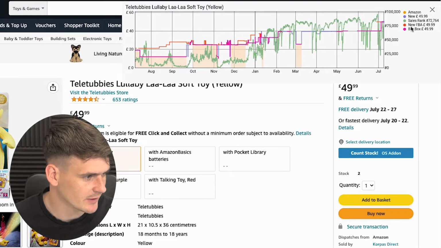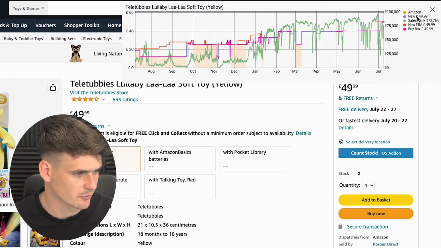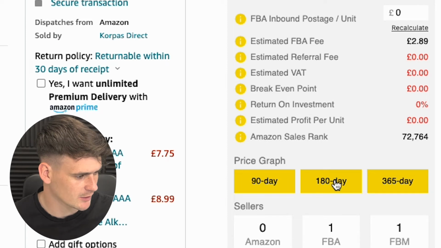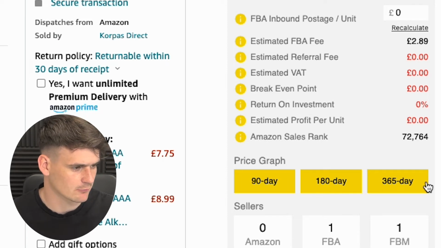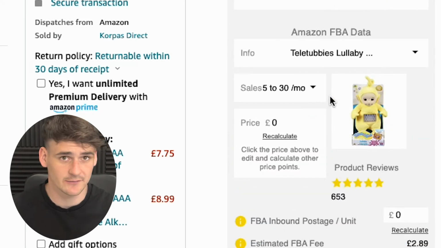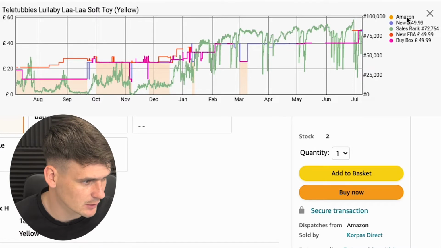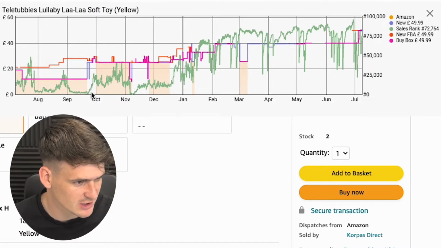You'll see there are 5 sections on this price graph. This price graph is a yearly price graph. On Profitl, you get access to either a 90-day, a 180-day, or 365-day graph. I always use the 365-day graph just because that gives us the most information on the product. So the first line that we get access to is the Amazon line. This is orange, and it's also shaded in orange here.